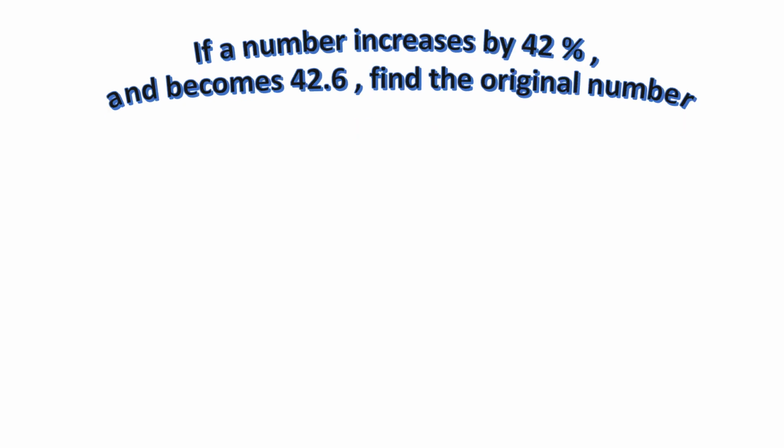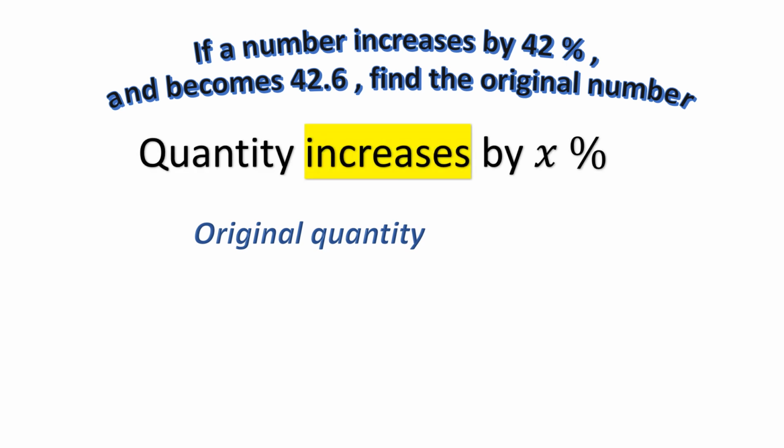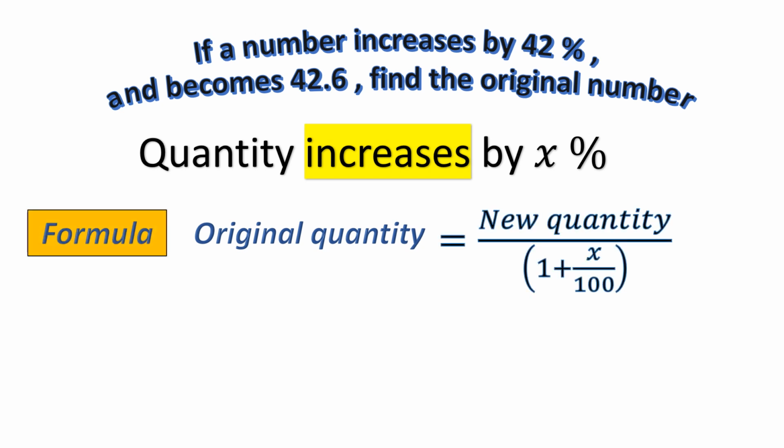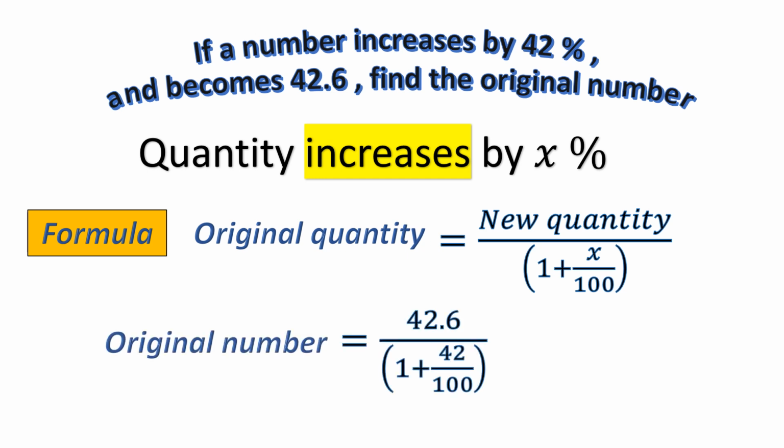You'll remember it better. So if a number increases by 42% and becomes 42.6, find the original number. The values are the same. So there was a number, that is the original quantity. You have to find it out. And the quantity increases by X%. In your case, X% is 42%. So what will be the formula for original quantity? Original quantity equals new quantity divided by 1 plus X by 100. So our original number will be 42.6, which is the new quantity, divided by 1 plus X, meaning the percent, that is 42% by 100.